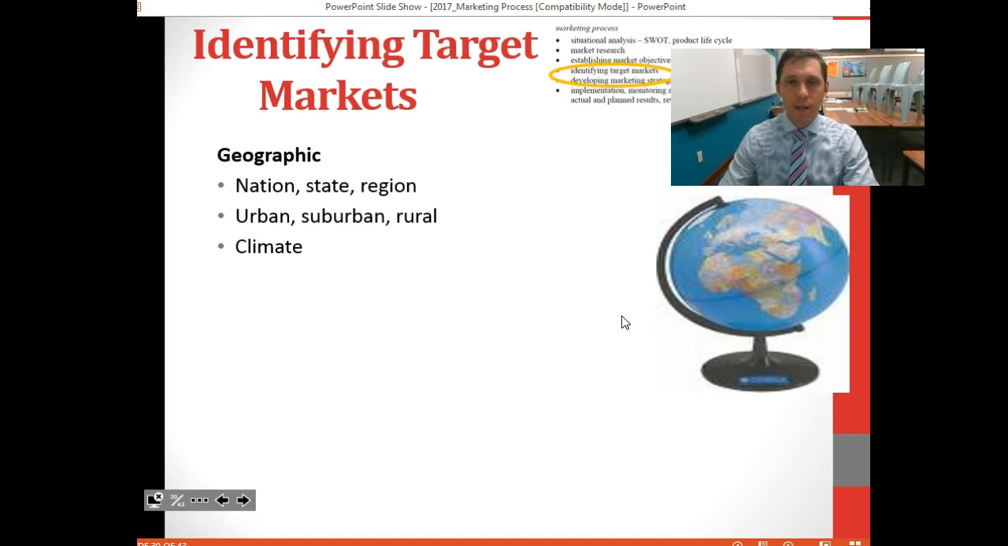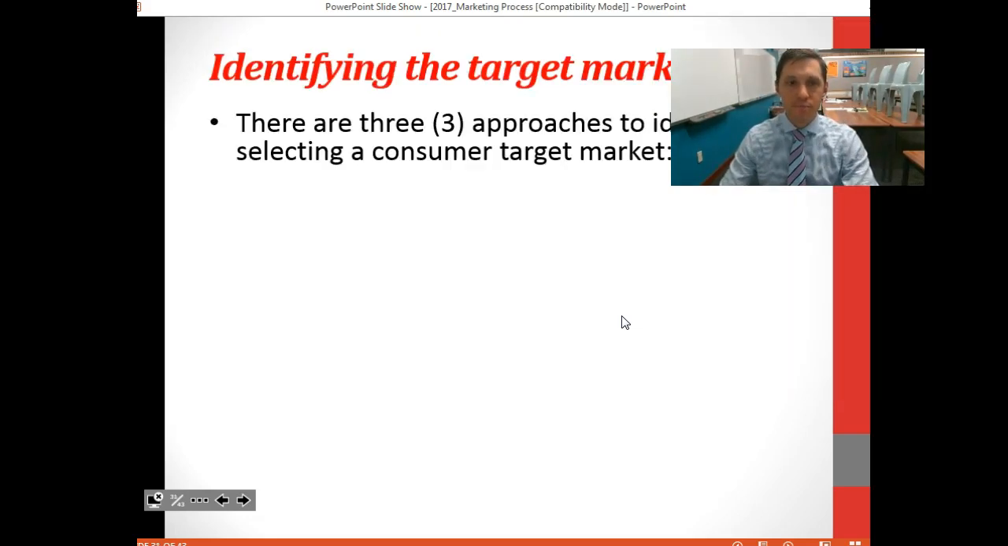Geographic factors are things like where do they live, what country, what state, what region. Are they in rural New South Wales, or are they in suburban Brisbane? And also what sort of climate do they experience where they live. If we are talking about Coca-Cola, although that's a mass market, they're going to be able to take a mass market approach, so not a great example. But for Qantas, for example, if we're talking about geographic, it's important to understand where their customers are coming from from a geographic perspective. The third approach to identifying and selecting a consumer target market may be through a niche market approach.